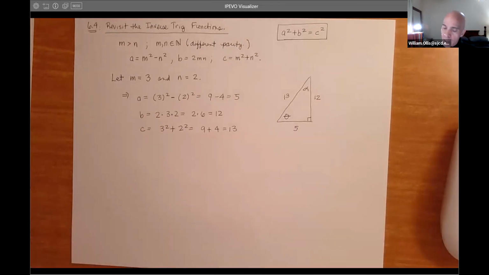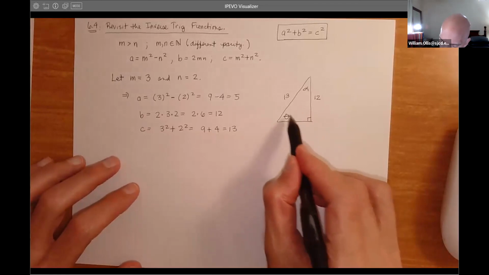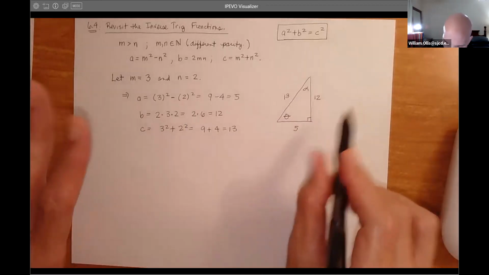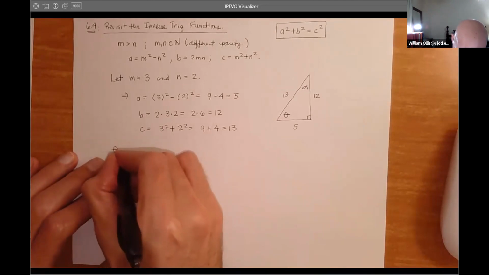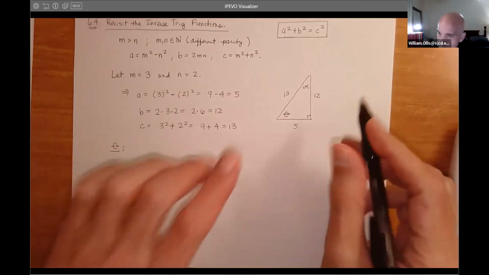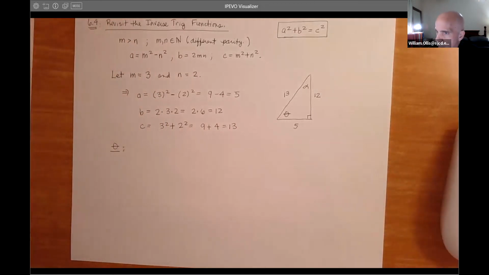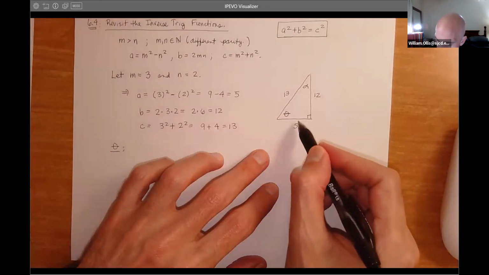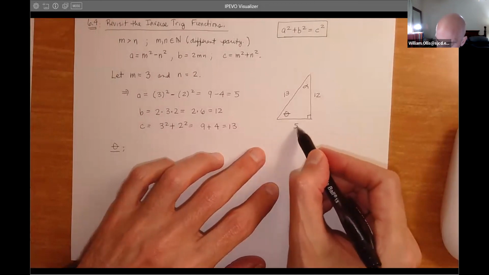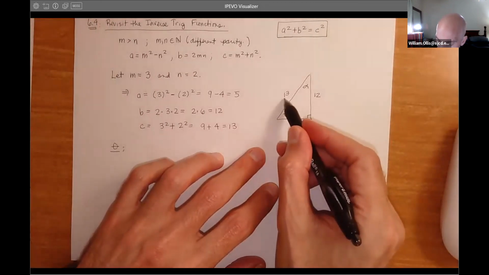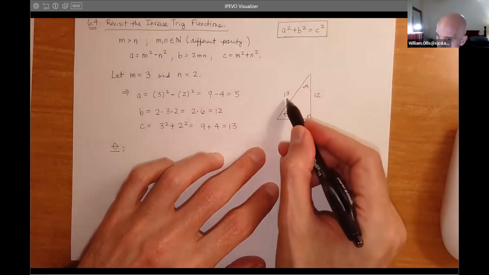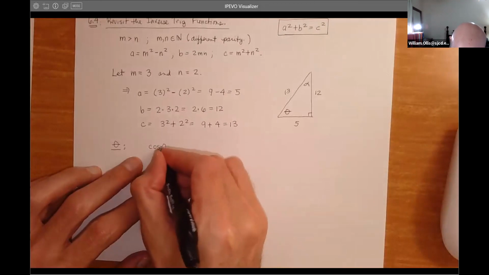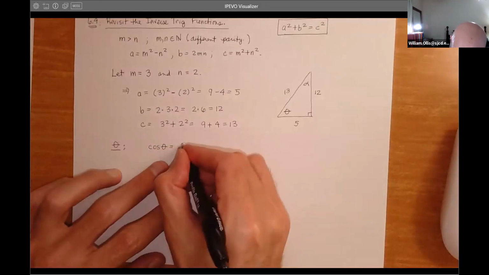Okay, so let's look at it this way. Let's just say for theta, now you get your choice. So notice here we have theta. We'll use cosine. Theta is what? Adjacent over hypotenuse. Cosine theta is adjacent over hypotenuse. So we can say cosine theta equals adjacent. Write it out.